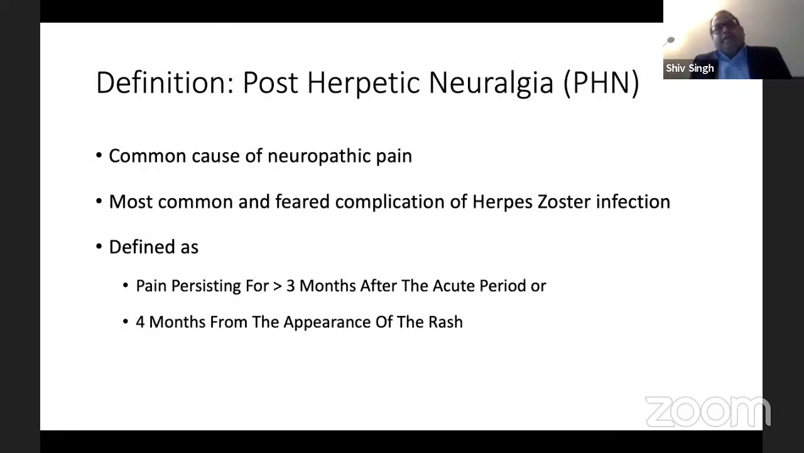So post-herpetic neuralgia remains a common cause of neuropathic pain. And it is one of the common and feared complications of herpes zoster infection. Post-herpetic neuralgia is defined as pain which persists for more than 3 months after the acute period, or 4 months after the appearance of the rash.